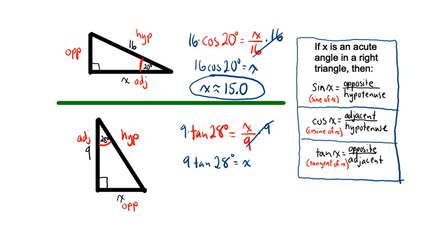X equals 9 times the tangent of 28 degrees. And that's about 4.785. Following the rules of rounding, we're going to call that 4.8 to the nearest tenth. So this is how it looks when x ends up on top of the fraction. Let's do two examples now where x ends up on the bottom of the fraction.